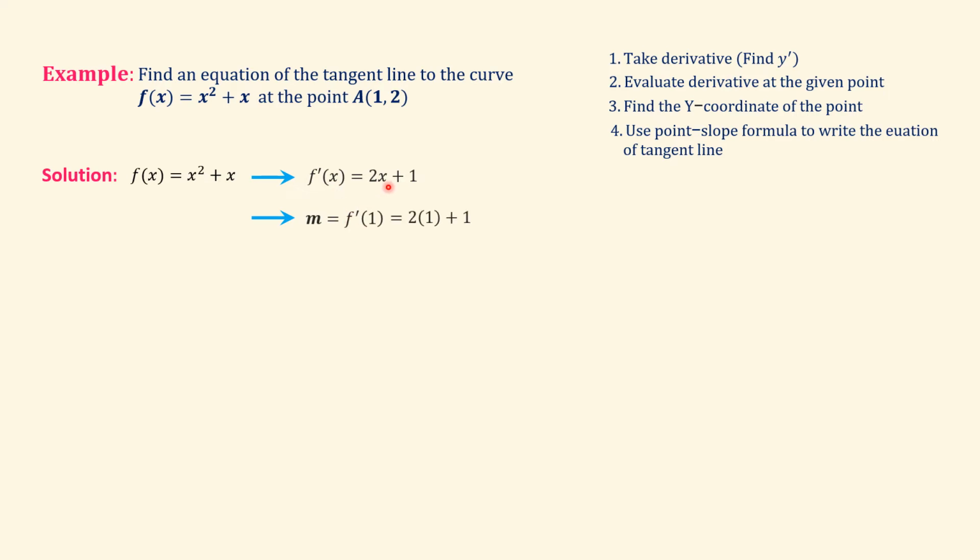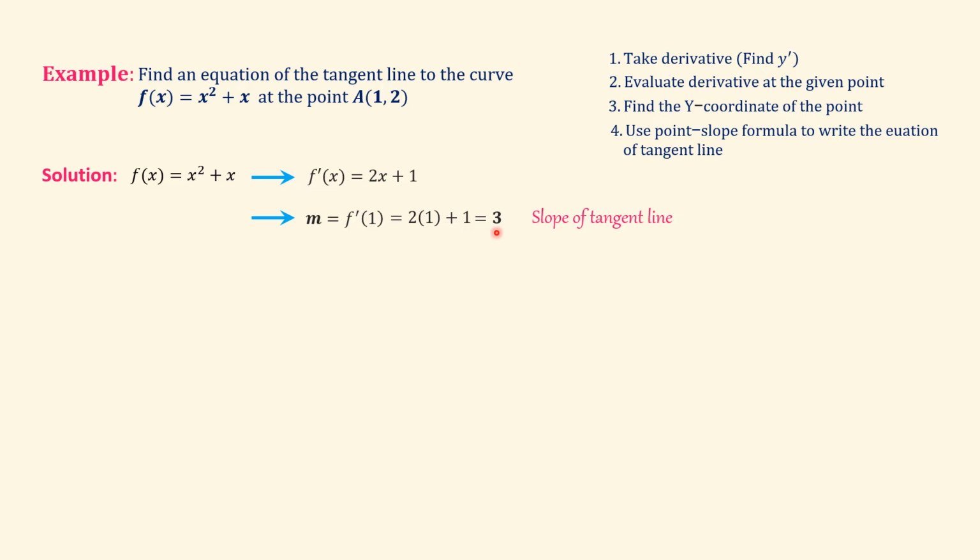2 times 1 plus 1. 2 times 1 is 2, plus 1 is 3. 3 is the slope of the tangent line. Usually we show the slope of a tangent line, or the slope of any line, with the m notation. So the slope of the tangent line is 3.